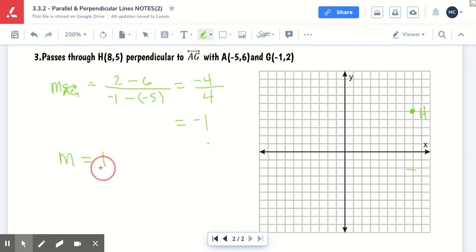Now for graphing purposes, slope is better if it's a fraction. So I'm going to go ahead and put it as 1 over 1. So from this point, I'm going to make a vertical change of 1 and a horizontal change of 1, both in a positive direction. So that gives me a point here. And I could do that again from the new point.